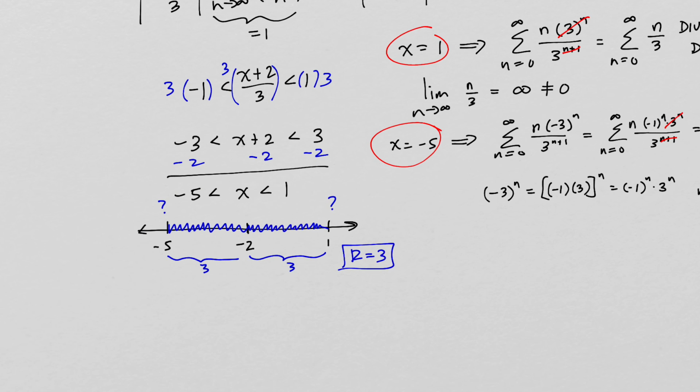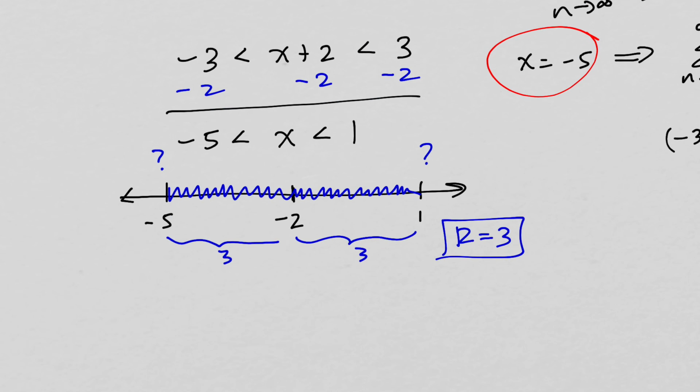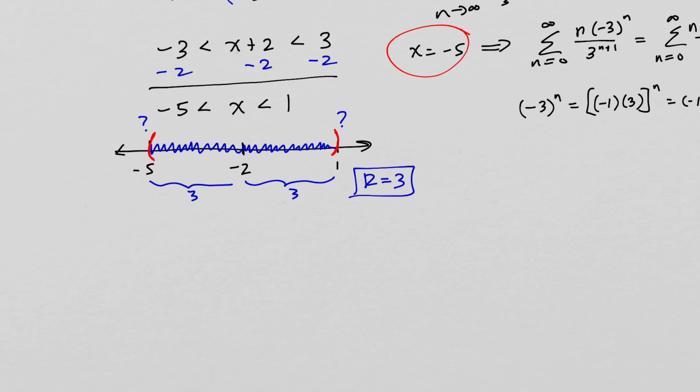So now if I go back to my interval of convergence, we are not going to include negative 5 and we are not going to include positive 1. So in essence, this is our interval of convergence, or I could write it like this, which is the way I prefer to write it.